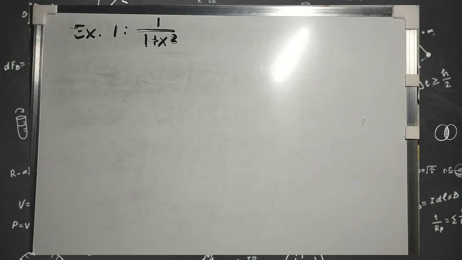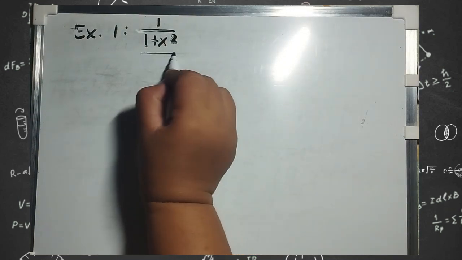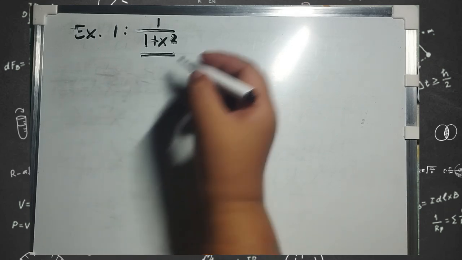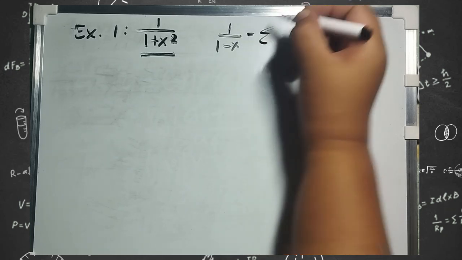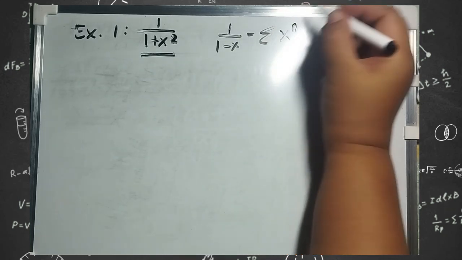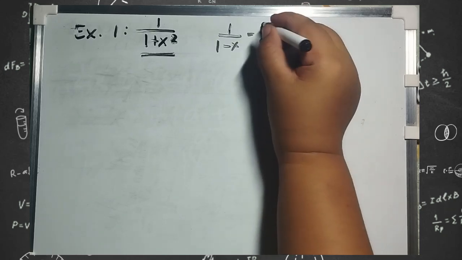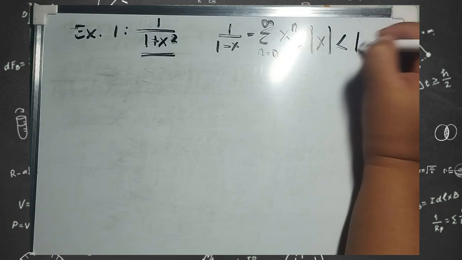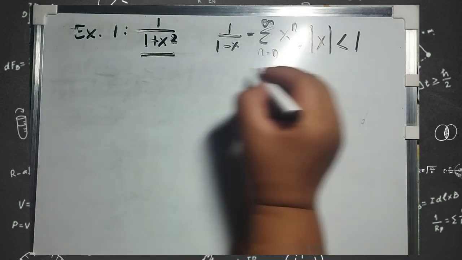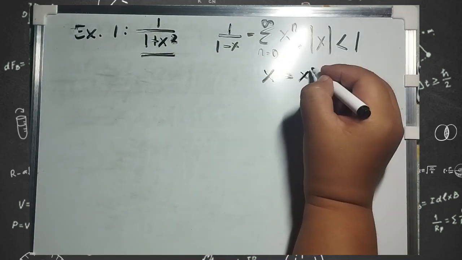Okay, let's have our example number 1. Express 1/(1 + x^2) as the sum of a power series and find the interval of convergence. Since it is a geometric series, we can use the general formula 1/(1 - x) equals the summation of x^n, where n goes from 0 to infinity, and the absolute value of x is less than 1. Therefore, we may now replace x by negative x squared.